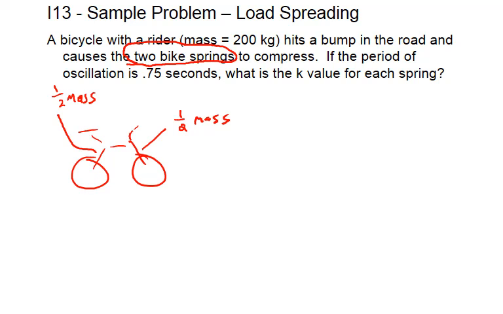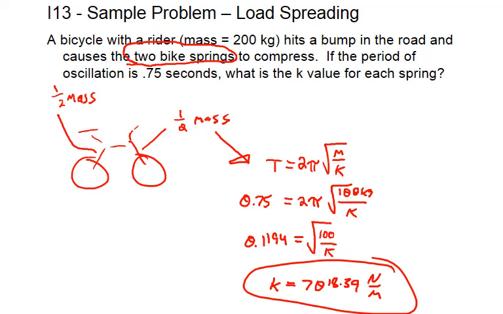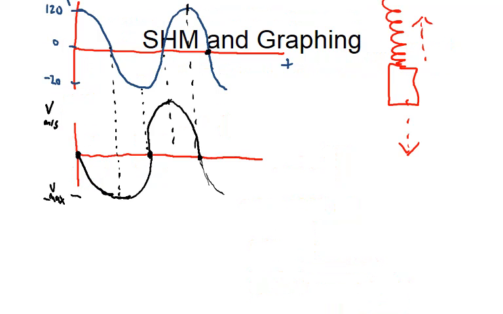All right, so 2 bike springs, each of them we'll assume is taking half the mass. So half of the mass, we could figure out the K. 7018.39 newtons per meter would be the K value. So when we're graphing with the spring, it's going to be very, very important. This is some practice that we did, to be able to make this from scratch.